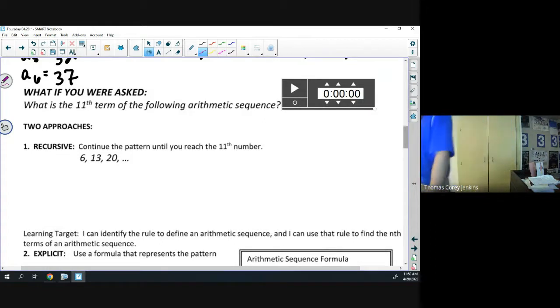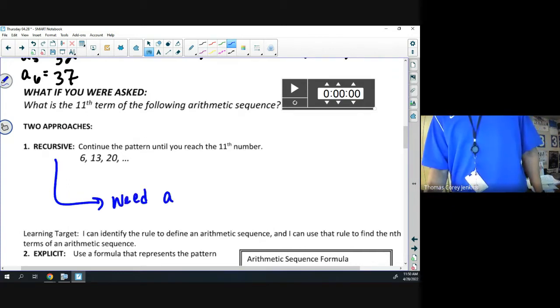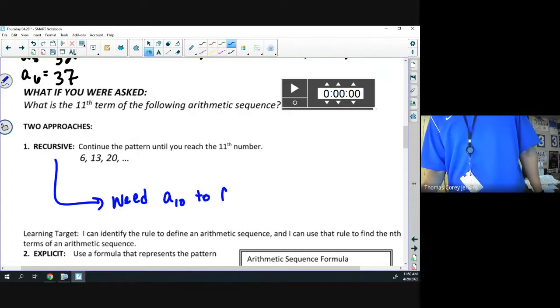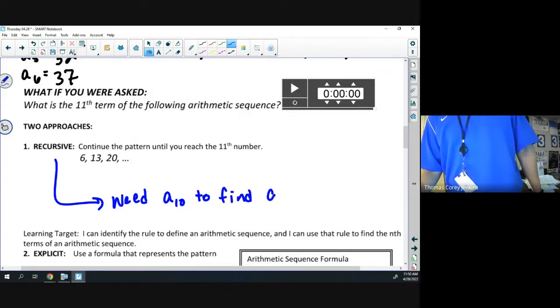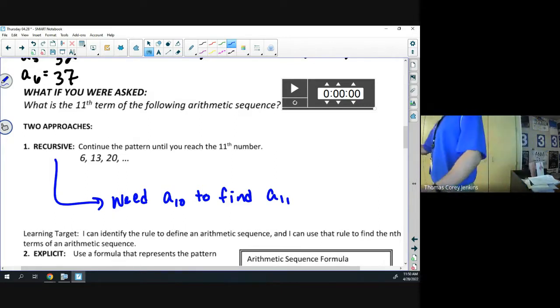So what we've been doing so far, or what we did in the previous example, would be called a recursive approach. To find any term in a sequence, we need the previous term, right? So to use a recursive approach here, we would need a sub 10 to find a sub 11, okay? Which is fine, you could do that, all right? But this method has its limitations, right?